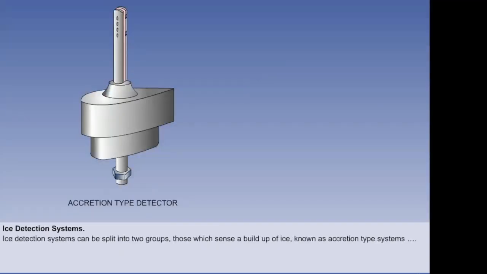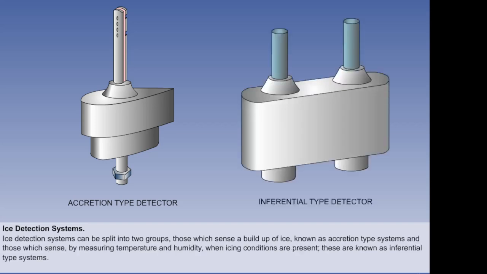Ice detection systems can be split into two groups: those which sense a build-up of ice, known as accretion-type systems, and those which sense, by measuring temperature and humidity, when icing conditions are present. These are known as inferential-type systems.